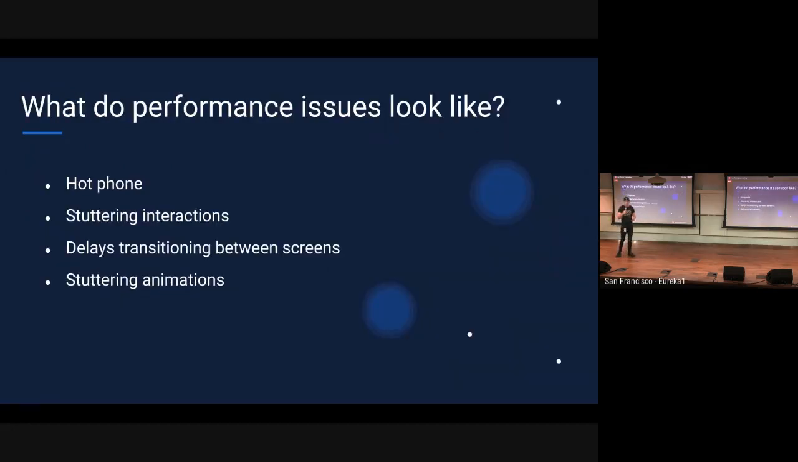So you might be saying, okay, what does a performance issue look like from the point of view of a user? Well, you might just have a really hot phone. You're like, damn, this React Native stuff is burning through my battery. Oof, that's not nice. Your interactions, like when you're flicking things, might be really slow and laggy, and that's no fun. You might have delays transitioning between screens, and your animations might start stuttering.